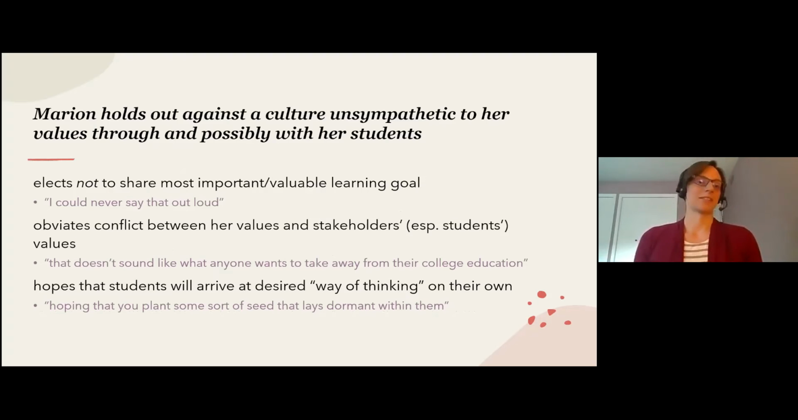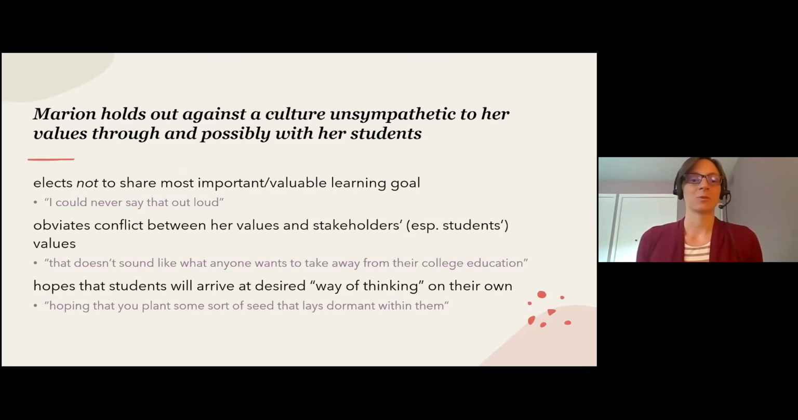So this is what I see happening, is that Marion is holding out against a culture unsympathetic to her values through and possibly with her intro to lit students. So first we see that she elects not to share her most important or valuable learning outcome. She says, I could never say that out loud. She's withholding that from students. She then obviates conflict between her values and stakeholders' values, especially her students, when she says that that doesn't sound like what anyone wants to take away from their college education.